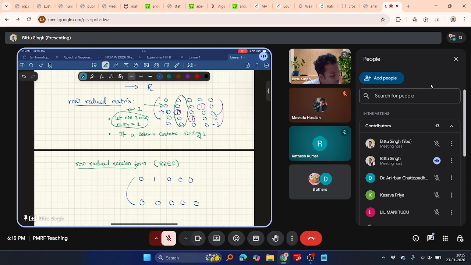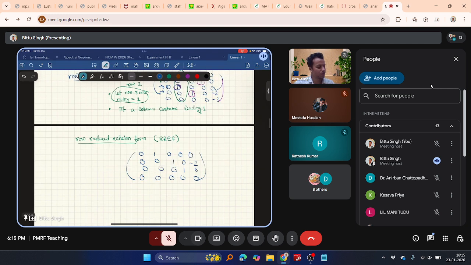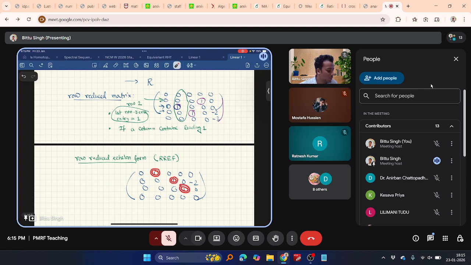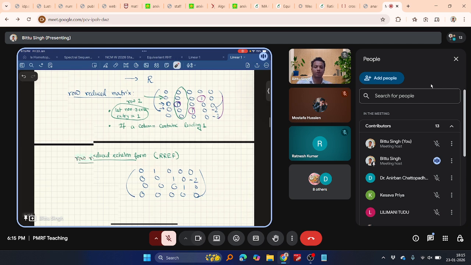And then the next leading entry appears in row 4. So we need to put row 4 in the second place. So 0 0 1 0 minus 2. Then another one will be 0 0 0 1 0. So this is called row reduced echelon form. Now you can see that it is almost a row reduced matrix, but those leading entries appear in a certain order. Okay, so this is how the form looks.